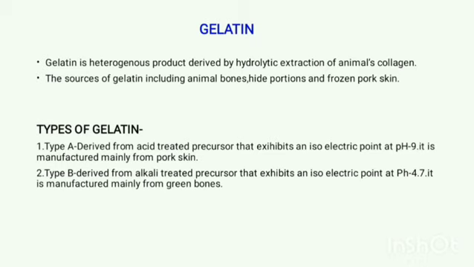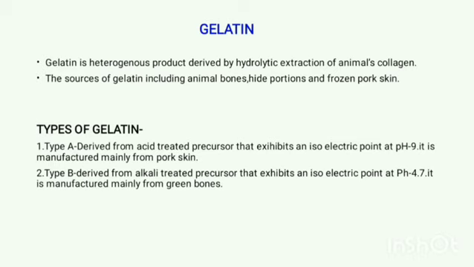Next, we'll see what gelatin is. Gelatin is a heterogeneous product derived by hydrolytic extraction of animal collagen. The sources of gelatin include green bones, hide portions and frozen pork skin.